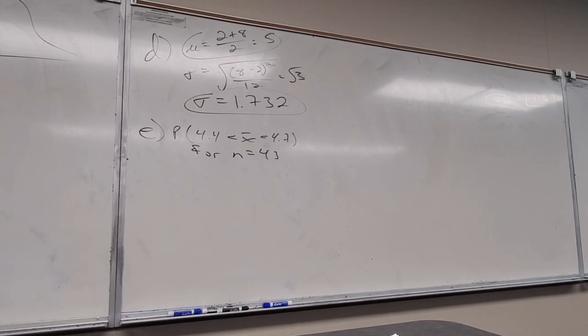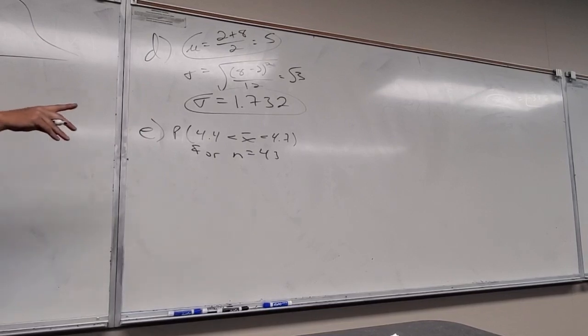Okay, so what do? Do what with these? Make them into z-scores. I've got a normal curve now, right? It doesn't matter where it came from. It is now normal. So if I make a z-score, how do I make a z-score out of this?